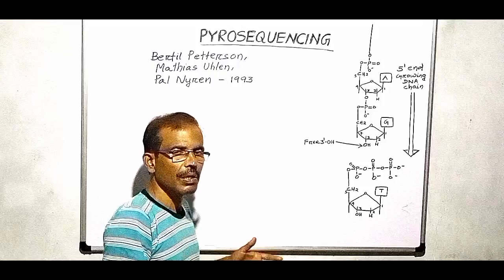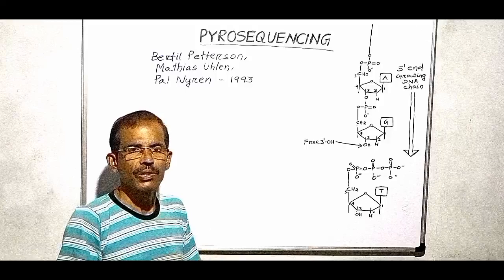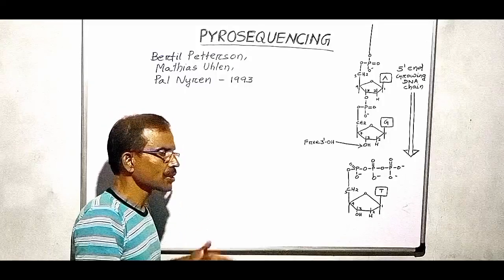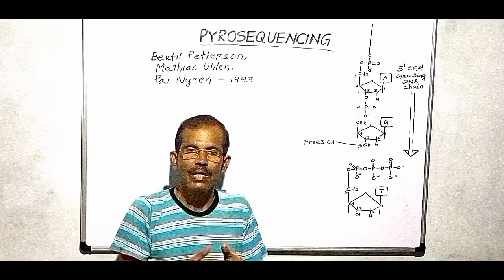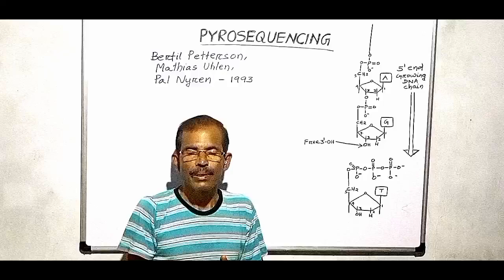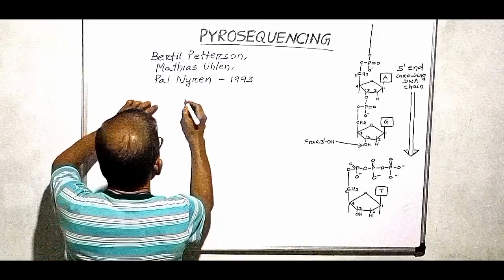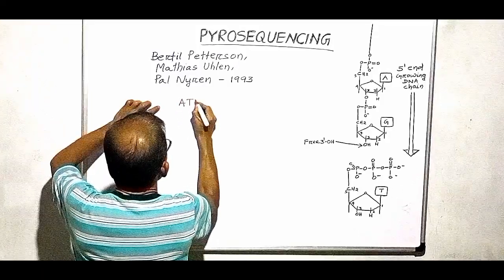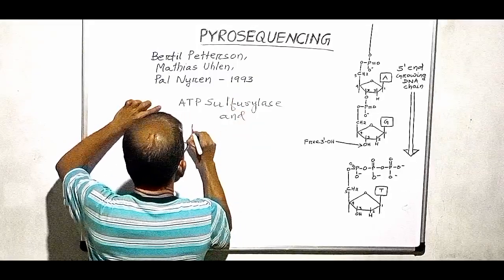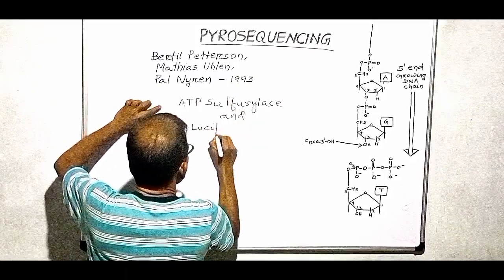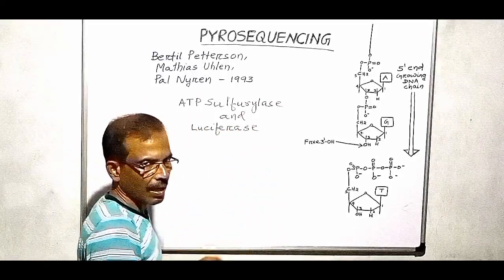Pyrosequencing is a method of DNA sequencing. It is based on the principle of sequencing by synthesis. This technique detects pyrophosphate, which is released when a nucleotide is added during DNA synthesis. This pyrophosphate triggers a cascade of reactions involving different enzymes such as ATP sulfurylase and luciferase to produce a detectable light signal.